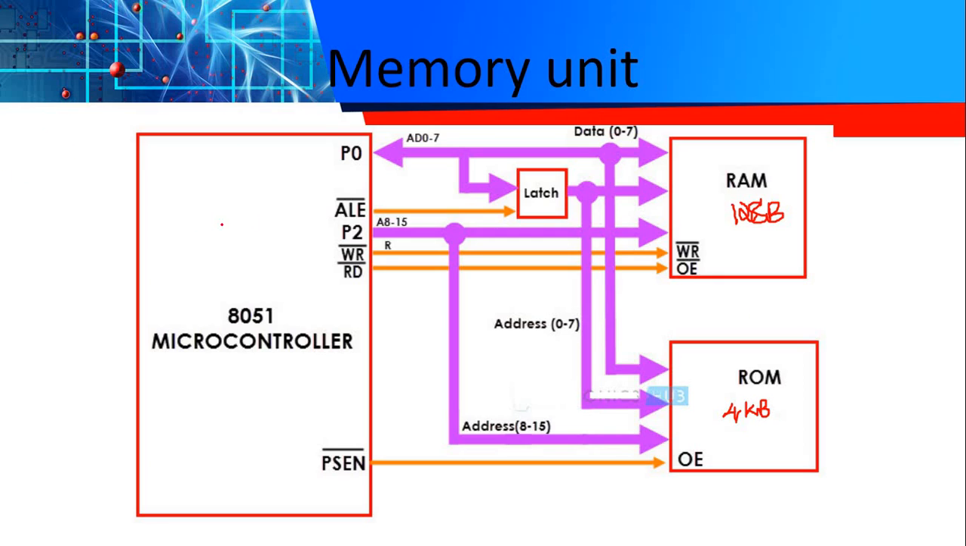In an 8051 IC, we have all the components inside the IC: the CPU, the memory units, interrupts, timers, counters, and many ports, the IO ports, everything.